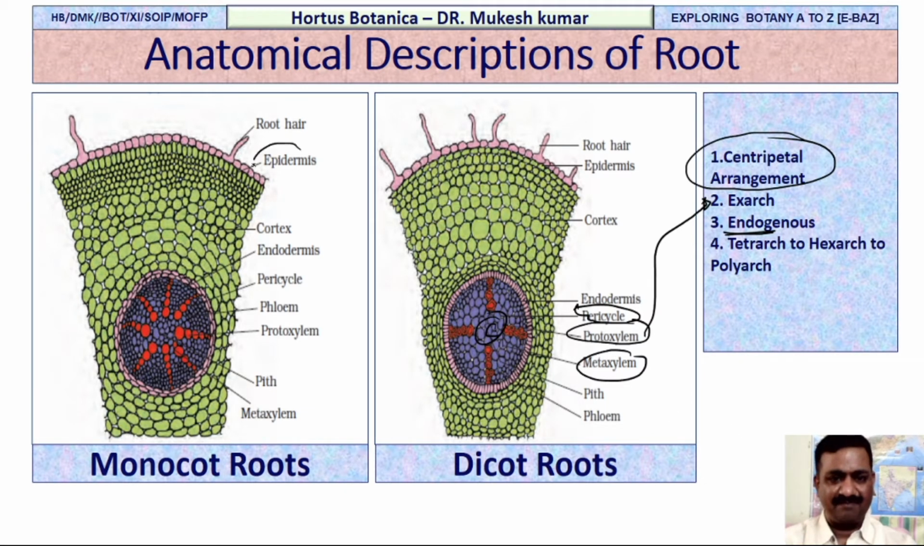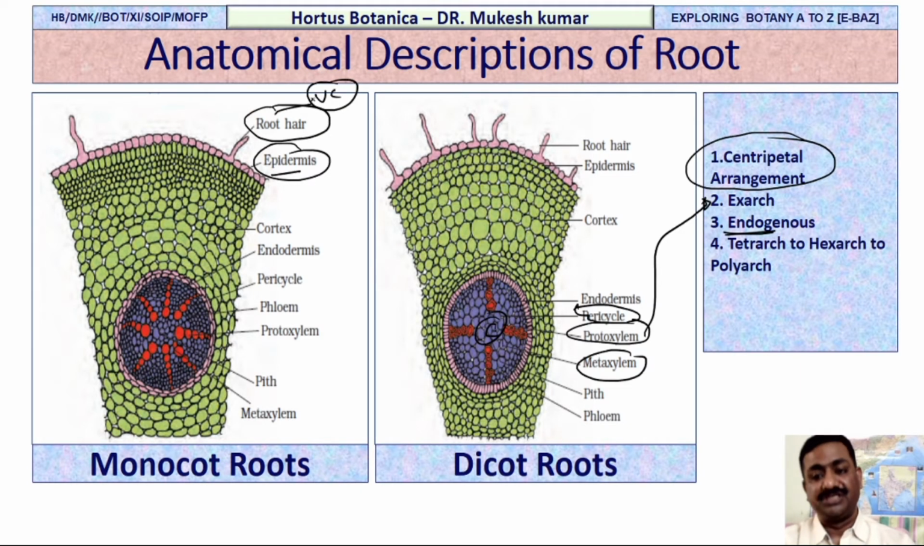See, it is the epidermal layer. Specifically, it's called epiblema. You can say it's epidermis also, but it bears only unicellular root hairs. But recall, the stem hairs were multicellular, right? And long-lived. Here, root hairs are unicellular and short-lived structures. This is the only structure present on the zone of maturation and helps in the absorption of water, right?